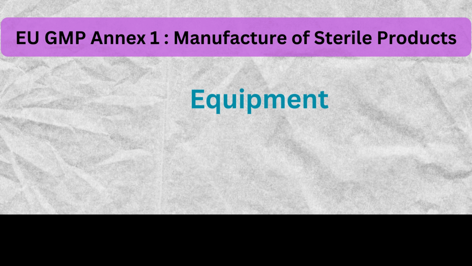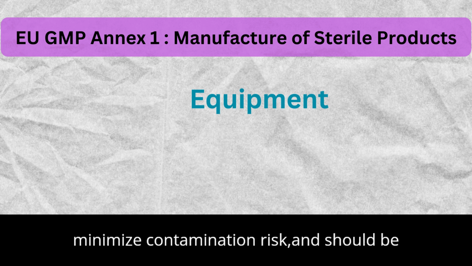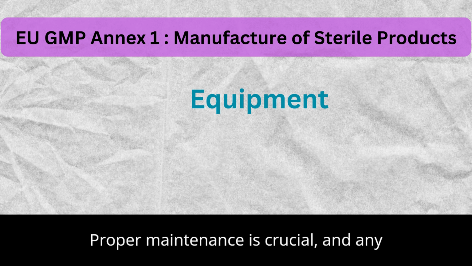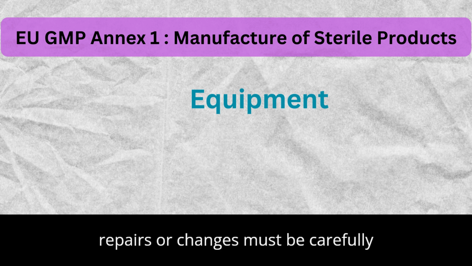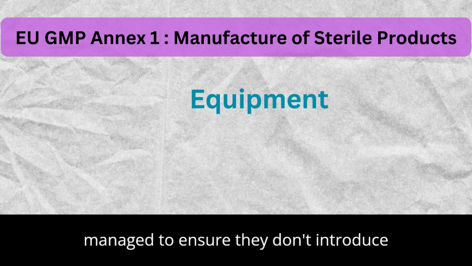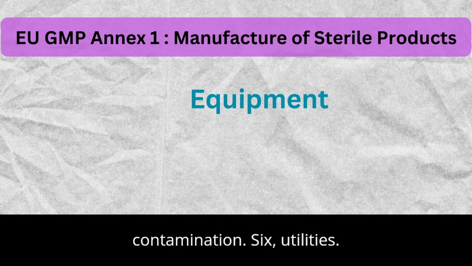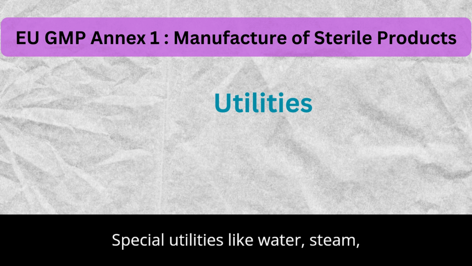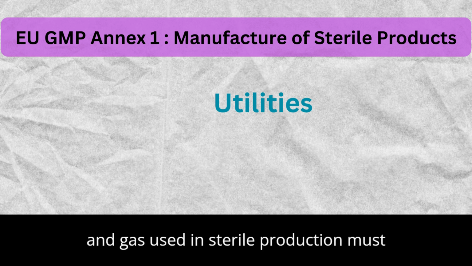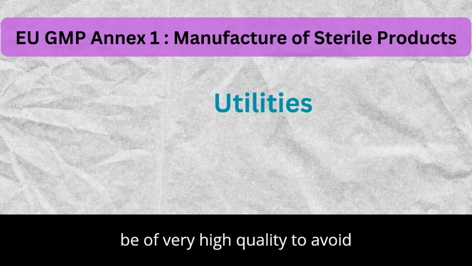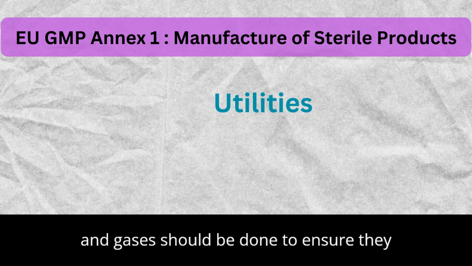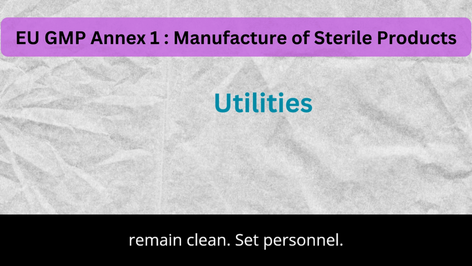5. Equipment. Equipment used must be designed to minimize contamination risk and should be easy to clean and sterilize. Proper maintenance is crucial, and any repairs or changes must be carefully managed to ensure they don't introduce contamination. 6. Utilities. Special utilities like water, steam, and gas used in sterile production must be of very high quality to avoid contamination. Regular testing of water and gases should be done to ensure they remain clean.